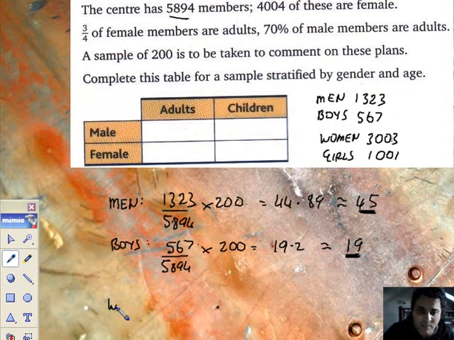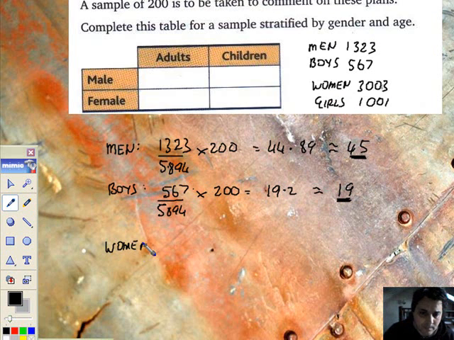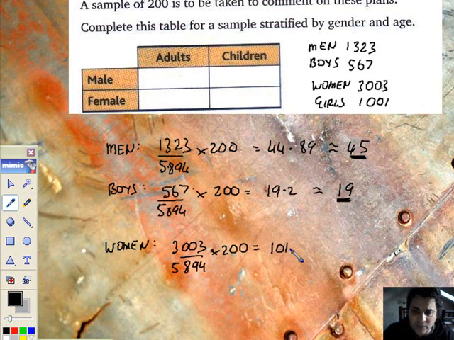And then let's go to the women. Women, 3,003, all over same number, population 5,894. Multiply that by the sample size of 200. We would get 101.9, so we're looking at interviewing 102 women. Alright, and makes sense, doesn't it? There's far more women there than there are men.